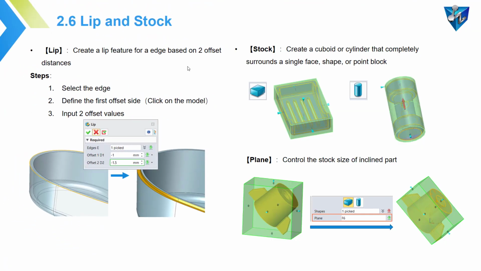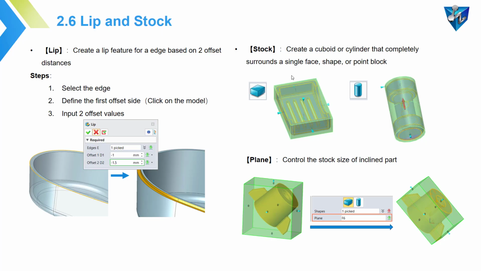Next, I'd like to show you lip and the stock feature. So for lip feature, we can create a lip feature based on two offset distances. And there are steps you need to pay attention to, which are: select the edge, define the first offset side, and then input the offset values. Okay, later I'll show you in the software.